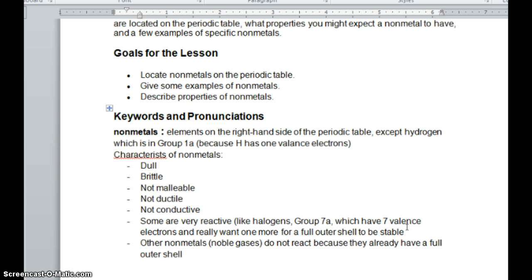Some are very reactive like halogens, which is group 7A, which have 7 valence electrons and really want more for a full outer shell to be stable. So that is why they're so reactive. Other nonmetals, like the noble gases, do not react because they already have a full outer shell.